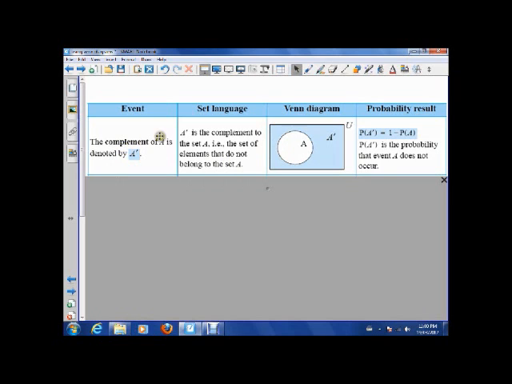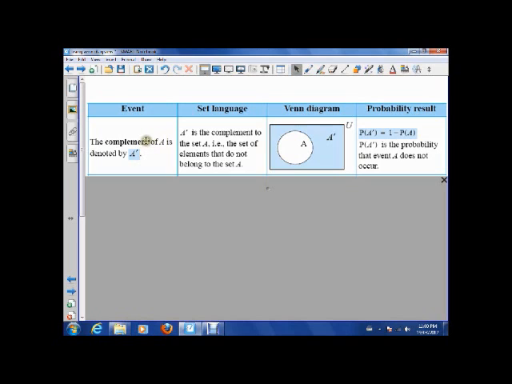The complement of a set A. So a set is basically a collection of things. For example, a set could be all the cards that have hearts on them. A set could be all even numbers on a die. A set could be all the tests that got a level 6. So any collection of things is a set.